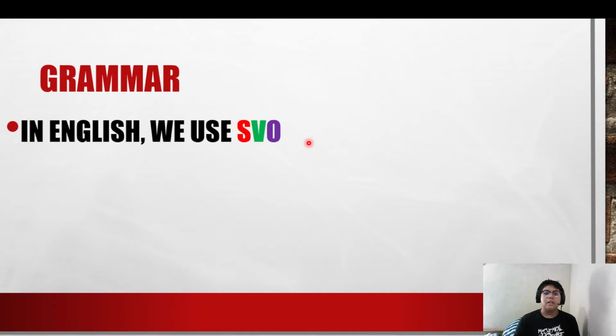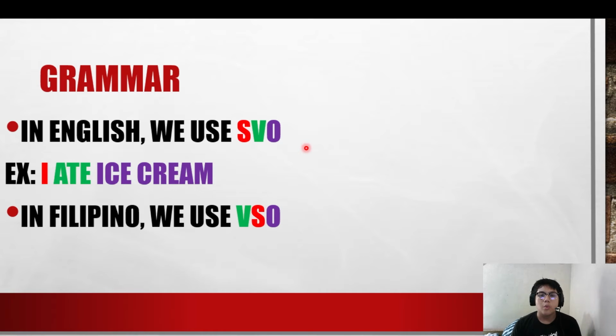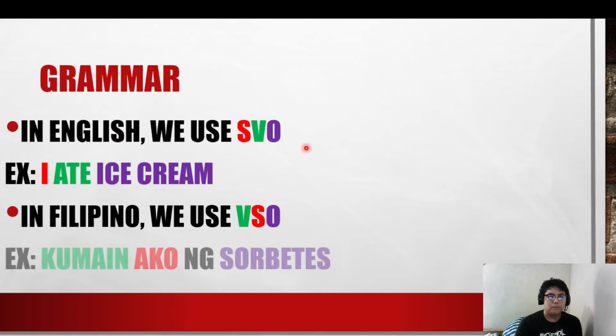So, let's look at this. I color coded it. This is the subject, this is the verb, this is the object. In English, we arrange it this way, in that fashion, like so. I ate ice cream. This is the best example of how sentence patterns work. Because as you can see, plain as day, super basic, the subject is in the front, then goes the verb, then goes the object. But in Filipino, we use VSO, like so.